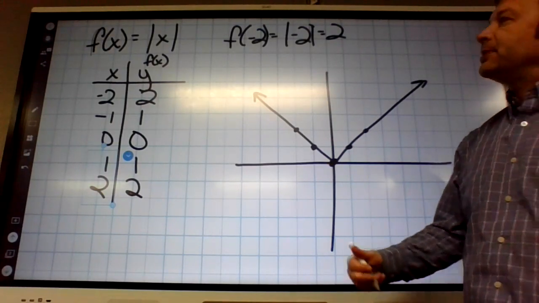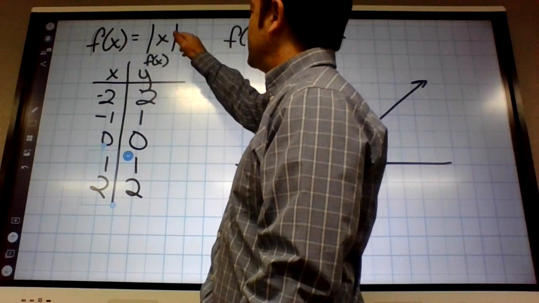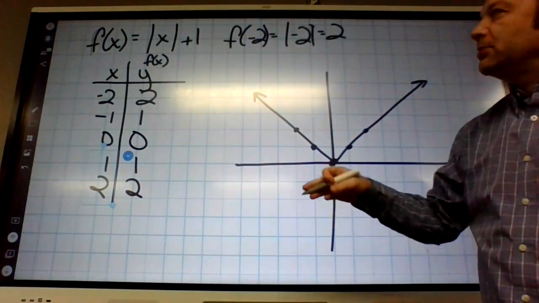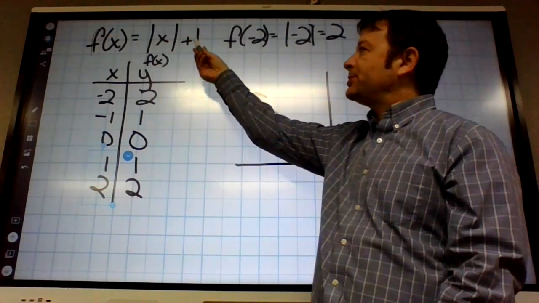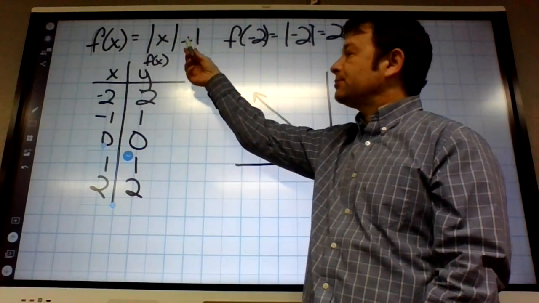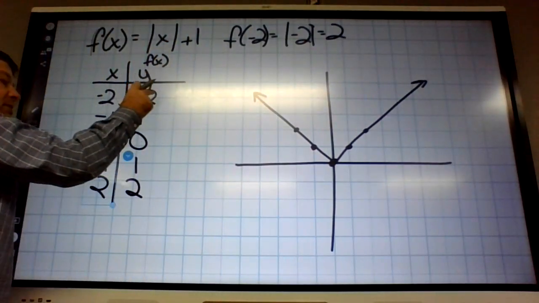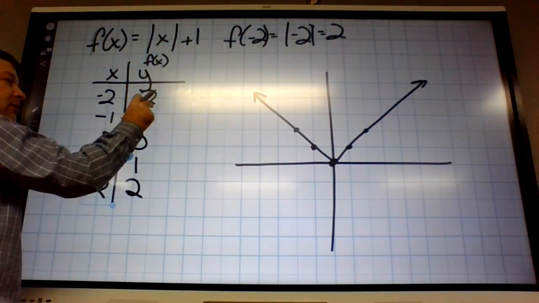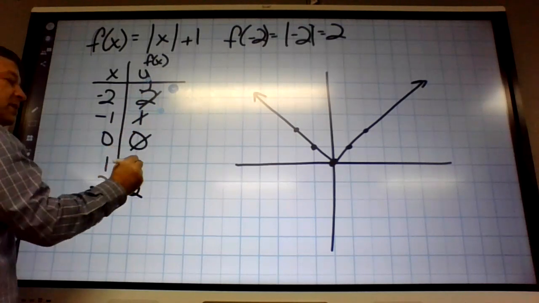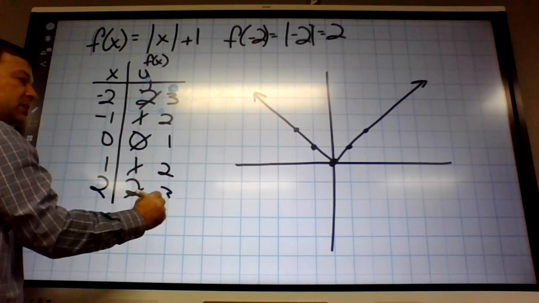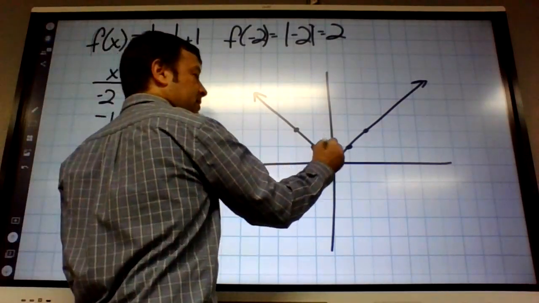Well, what would happen to the graph if I put a +1 there or a -2 or something? What do you think will happen to the graph if I put a +1 on the function? What would happen to the y values? They would all be 1 bigger. So instead of these, it would be 3, 2, 1, 2, 3. What would the graph look like?